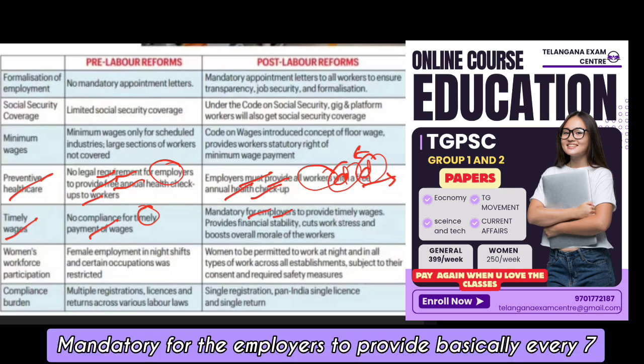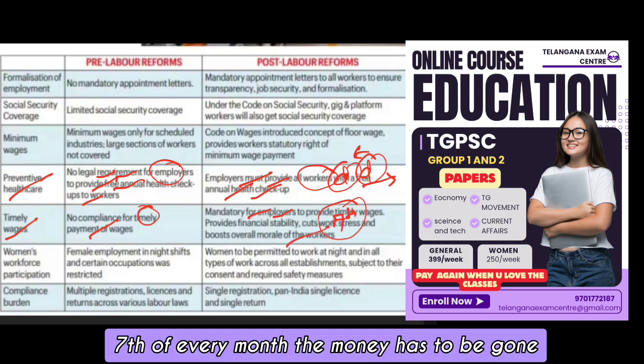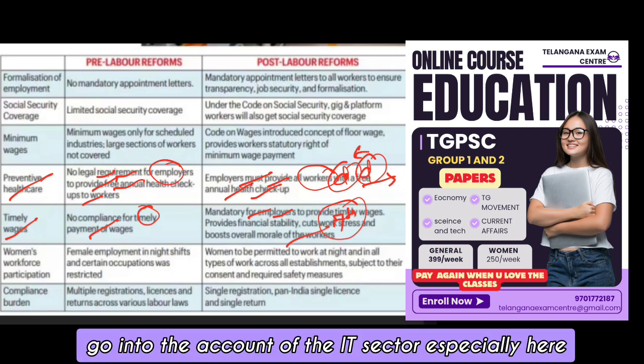It is mandatory for the employers to provide that, basically, every 7th of every month the money has to go into the account of the IT sector, especially here.